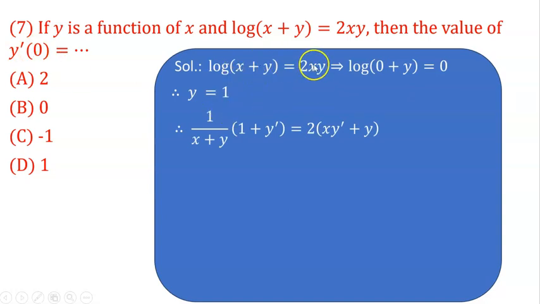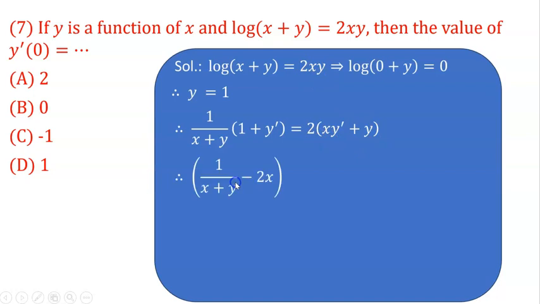Now differentiate this expression with respect to x. What's the derivative of log of x plus y? It's 1 upon x plus y into derivative of x is 1 and derivative of y is y dash is equal to 2 into x into y. 2 is a multiplicative constant. Now the derivative of here, keep x as it is, derivative of y is y dash. For the next term, keep y as it is and derivative of x is 1. 1 into y is y.